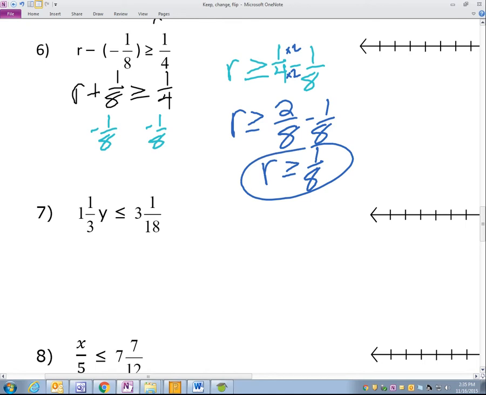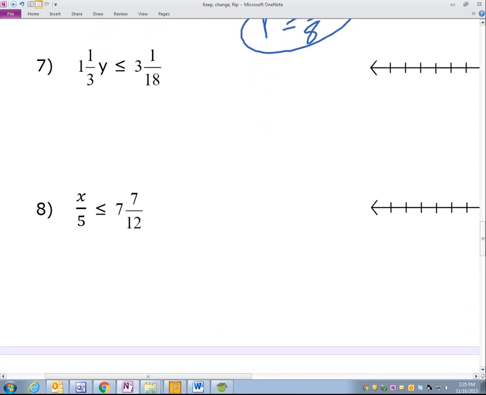Inverse operations. Yes, sir? I'm so confused about what number you find to subtract. How do you know which number to subtract? You're talking about right here? Whatever is happening to the variable. Is 1/4 doing anything to the variable there on the top? No. How about 1/8? Yes, because it's on the same side as the variable, so that means it's messing with it, and the variable's like, no, back off, bro. Okay?